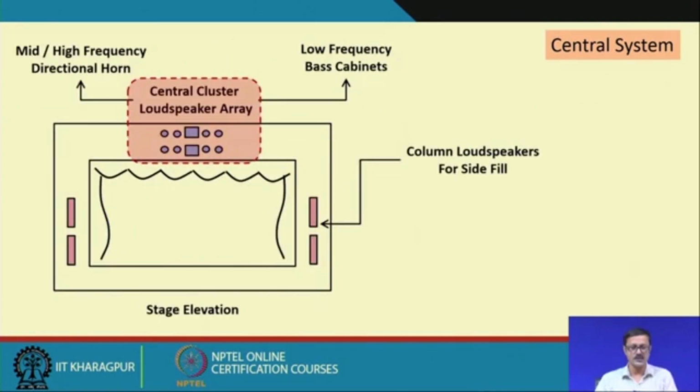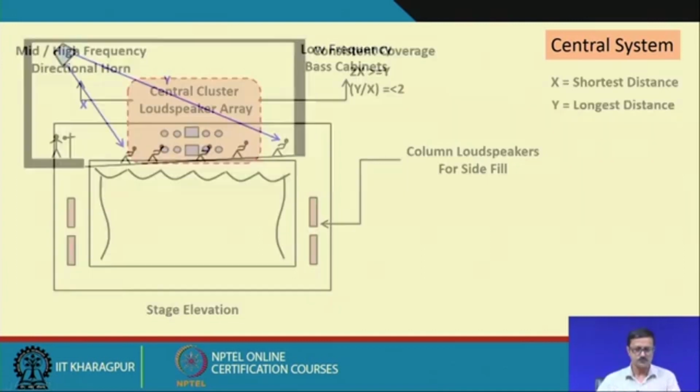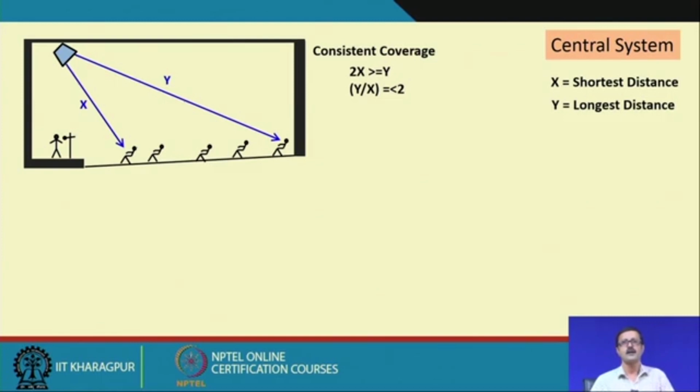So, if I take a stage elevation point of view, this cluster of arrays of loudspeakers is placed at the central part above the stage, where there are some low bass and some directional mid or high frequency loudspeakers, and sometimes some column loudspeakers are also placed at the sides, which are required for some kind of side fill. So now let us consider why in the central system you require a huge amount of volume or a huge amount of height.